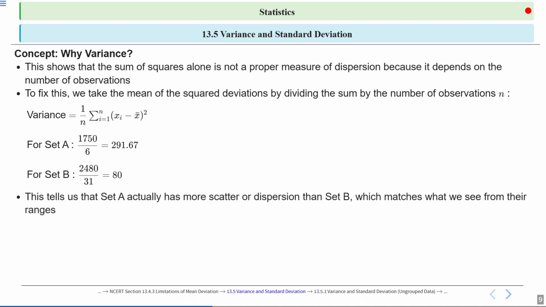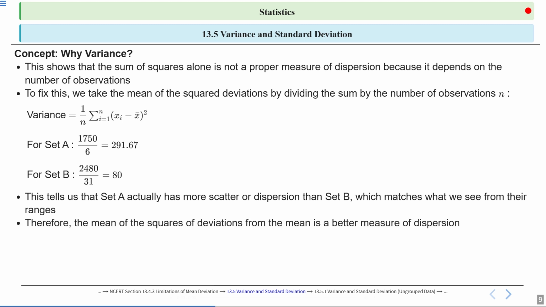So from these results we can see that set A has a higher variance than set B. This means set A's data is more spread out, or has more scatter, than set B. This matches what we would expect if we looked at the range of each set. So by taking the mean of the squared deviations from the mean, we get a much better measure of how spread out the data is. The method corrects the problem we saw earlier with just using the sum of the squares.